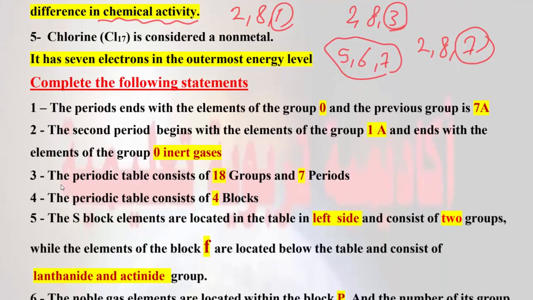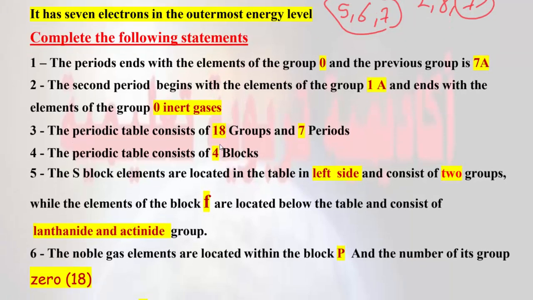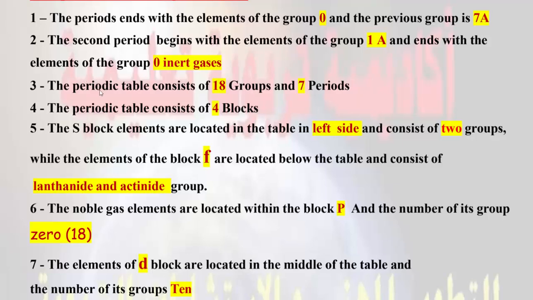Complete the following statements. The periods end with the elements of group 0, and the previous group is 7A. The second period begins with the elements of group 1A and ends with the group of inert gas. All the periods end with inert gas. The periodic table consists of 18 groups and 7 periods.